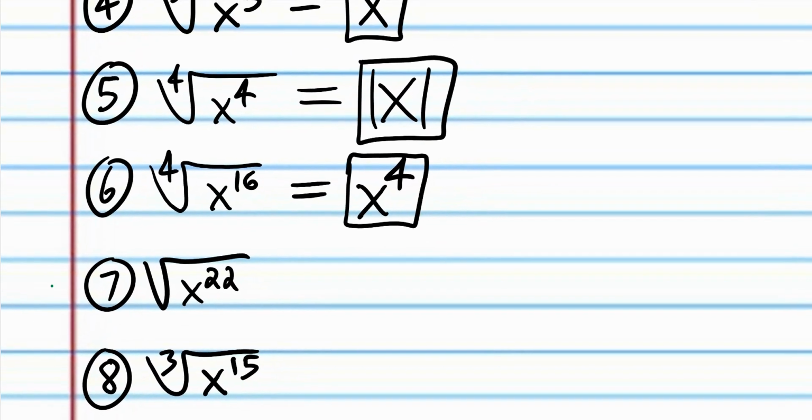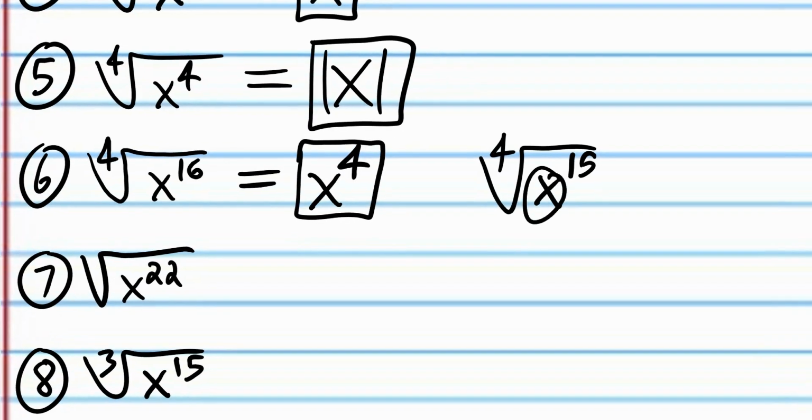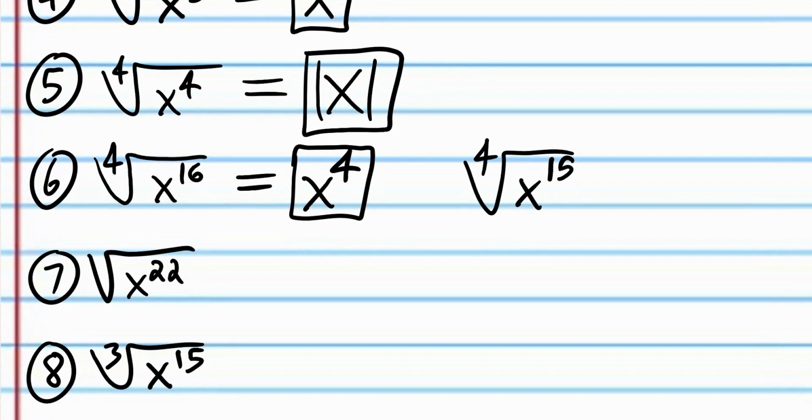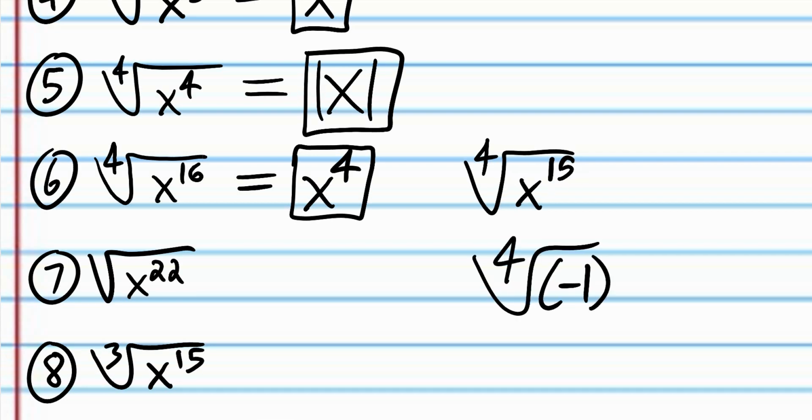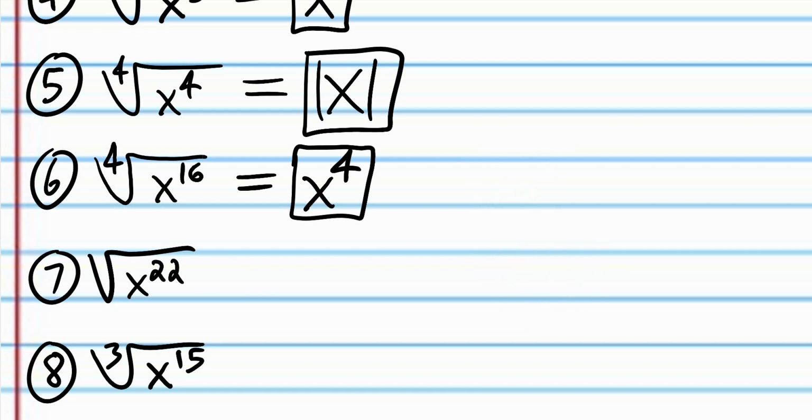Now you might be thinking, well, wait a second. What if we get, like, the fourth root of x to the 15th power? What if we get that situation and x is negative? Well, you don't have to worry about that. Because if you raise a negative number to an odd power, the answer is going to be negative, and then you have a negative number inside an even power root, and that's actually undefined. Okay, we're going to talk about that later on in this class.